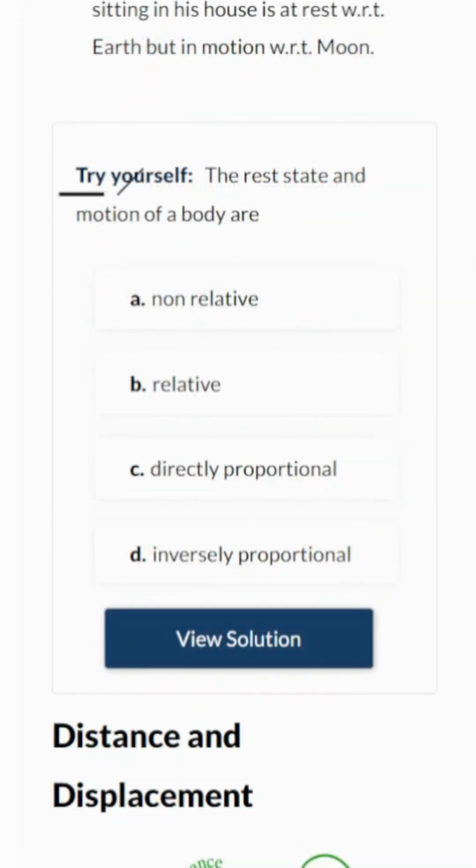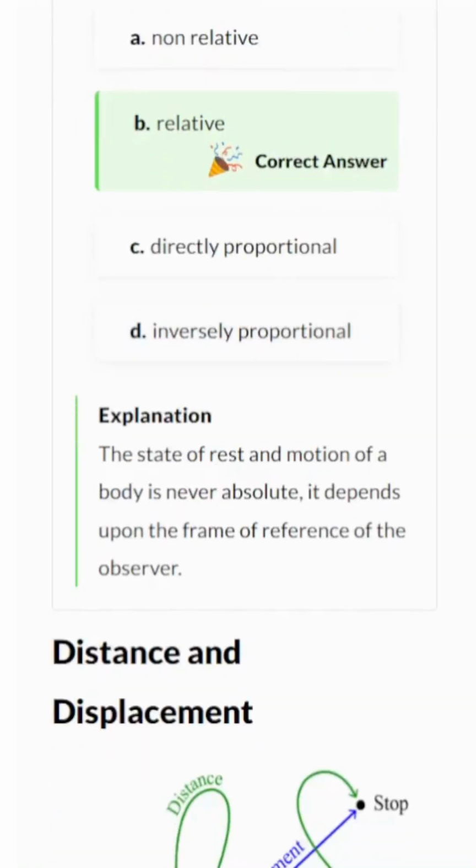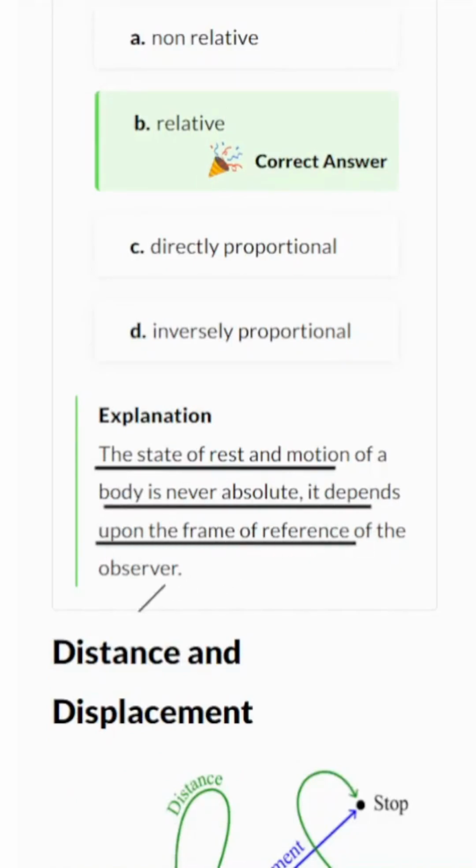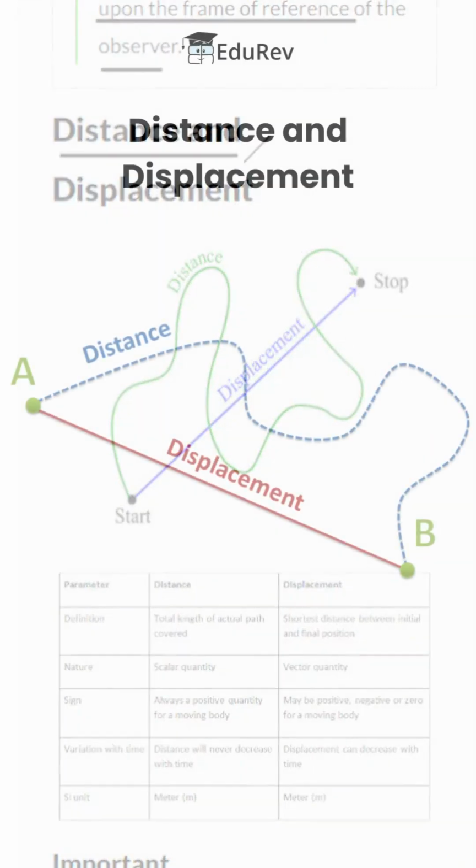Let us quickly solve a question to revise what we have learned. The rest state and motion of a body are. The correct answer is option B. The state of rest and motion of a body is never absolute, it depends upon the frame of reference of the observer.